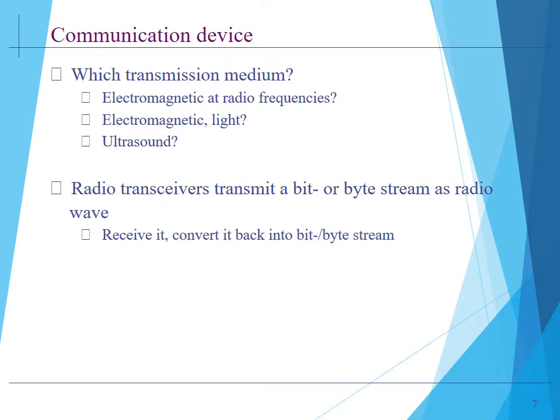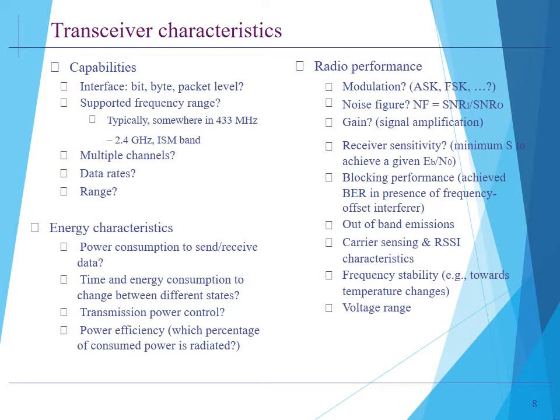The next one is radio transceivers. Radio transceivers are going to transmit a bit or byte stream as a radio wave. So when we receive it, we are going to convert it back into the bit or byte stream, whatever is sent from the transmitter side. To select the appropriate transceiver, we need to recognize the characteristics that need to be taken into account. The characteristics include service to upper layer, power consumption and energy efficiency, carrier frequency and multiple channels, state change times and energy, data rates, modulation, coding and still more.